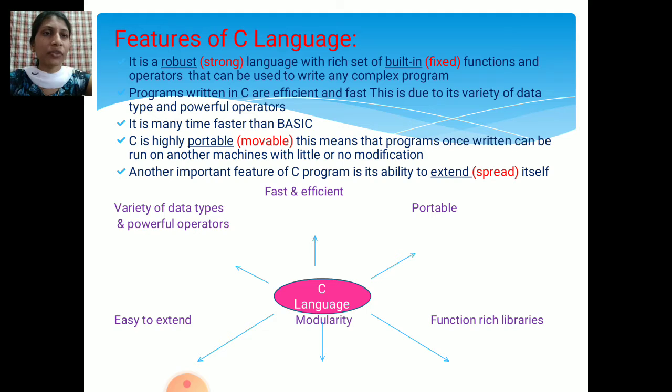This means that programs once written can be run on other machines with little or no modification. Whatever code you have written on one computer, one machine, that same code will run on a different machine with little modification, or no modification at all. It will work on different machines also. So C is a portable language, meaning it is movable and will run on different computers and give the output to the user.